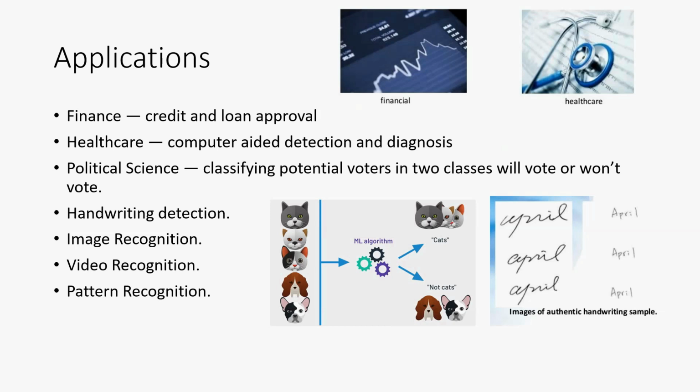In handwriting recognition, the text is written by the user and the model can recognize the particular characters available in the handwriting. In image recognition applications, the model is trained with a set of images and their labels. So if an image is given, the model can identify whether it belongs to the cat category, the dog category, or another category. The other applications are video recognition, pattern recognition, and so on.